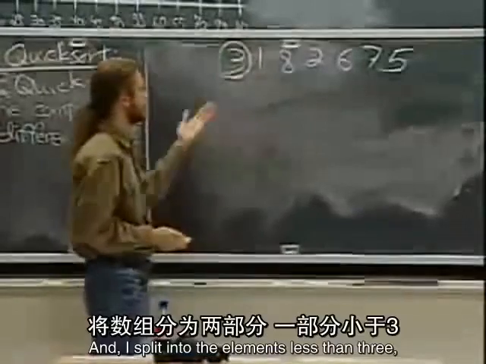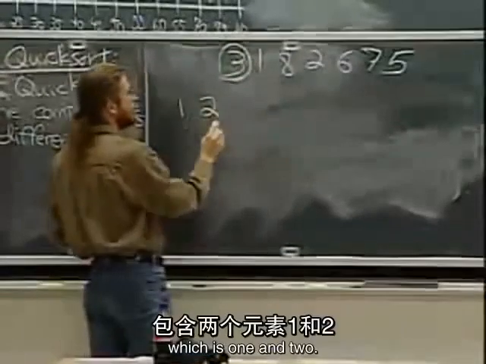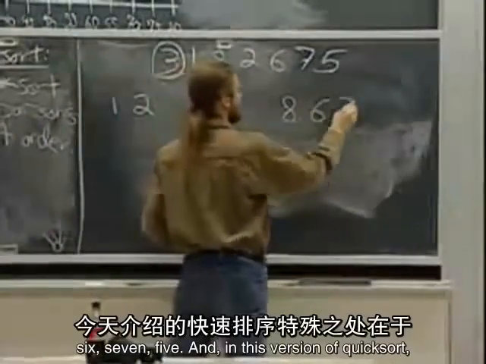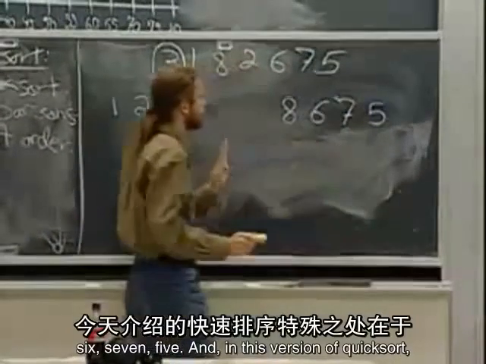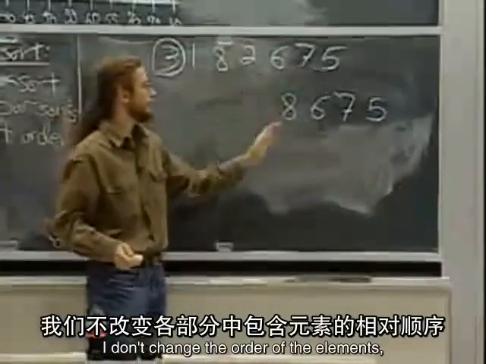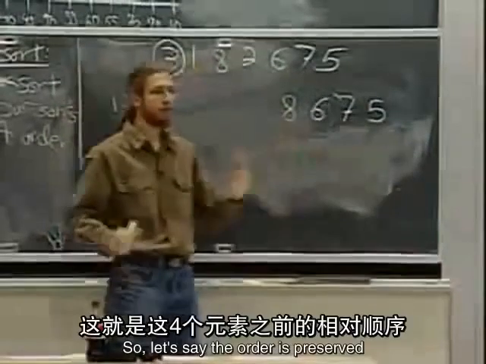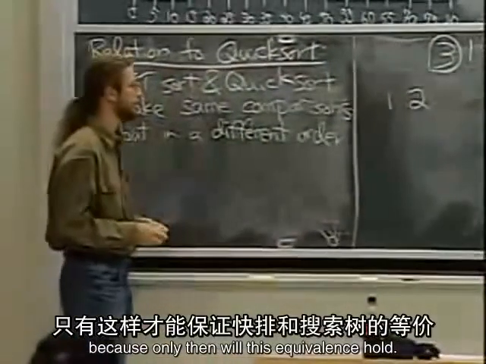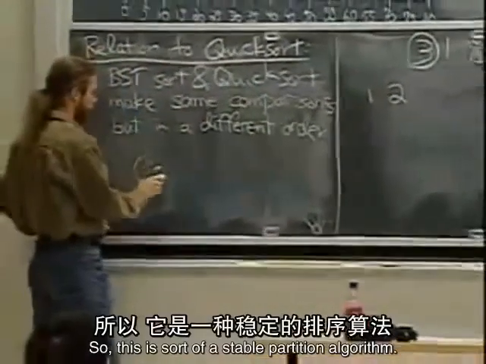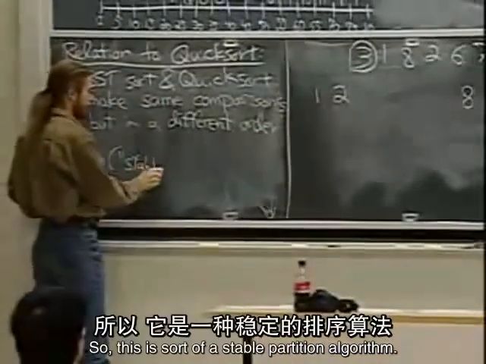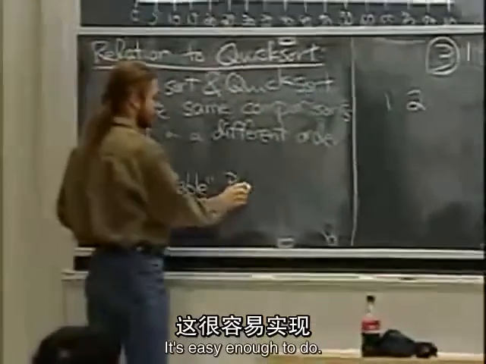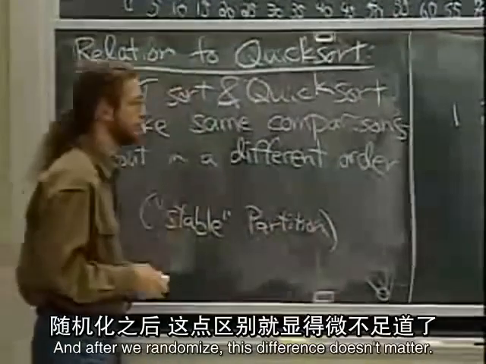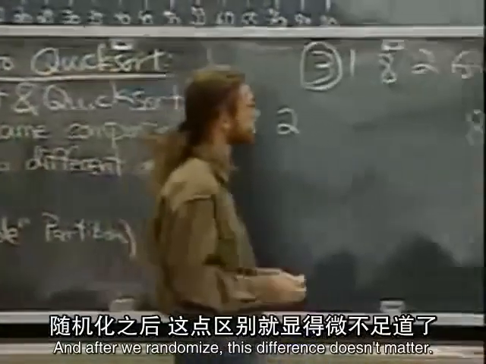And I split into the elements less than 3, which is 1 and 2, and the elements bigger than 3, which is 8, 6, 7, 5. And in this version of quicksort, I don't change the order of the elements 8, 6, 7, 5. Let's say the order is preserved, because only then will this equivalence hold. So this is sort of a stable partition algorithm. It's easy enough to do. It's a particular version of quicksort, and soon we're going to randomize, and after we randomize, this difference doesn't matter.